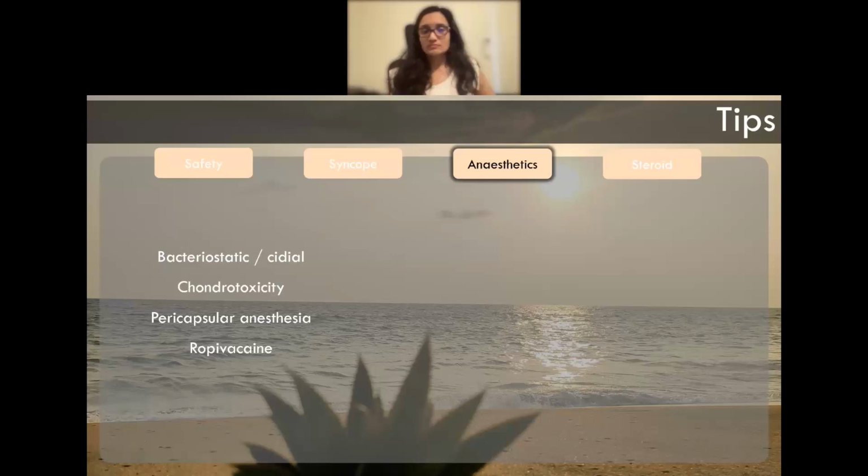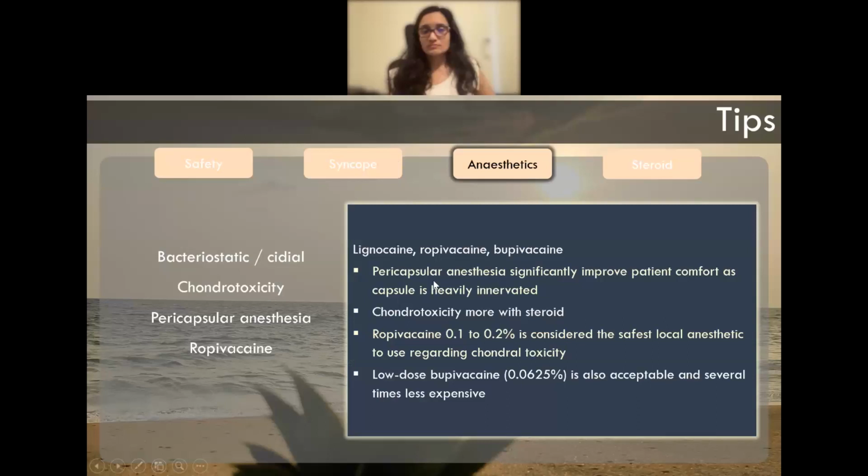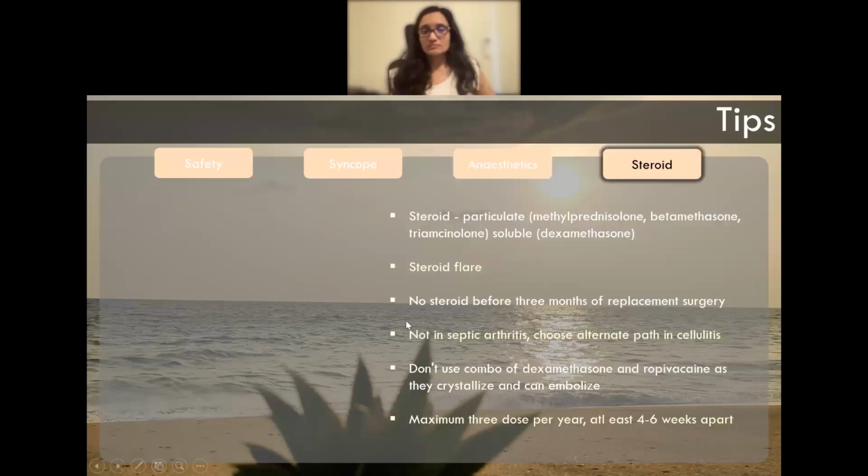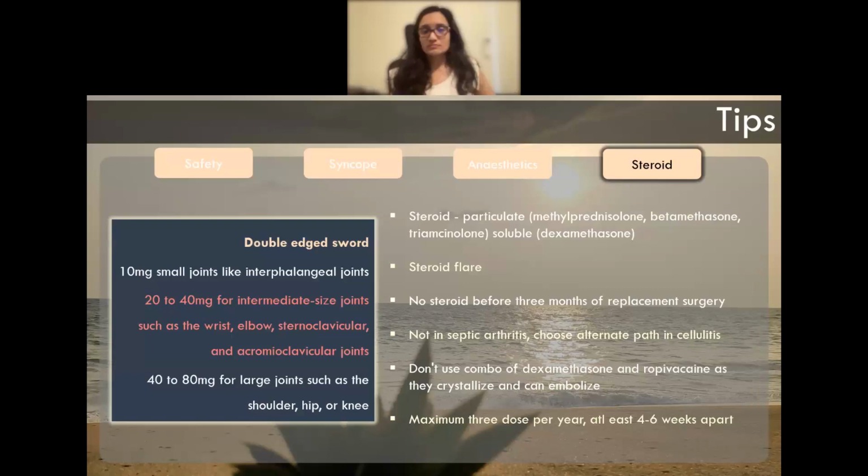In such cases, we are not supposed to inject the local anesthetic into the capsule. We might take it up to the pericapsular area, but we should not inject it into the joint cavity, so that it will not alter the test results. Of all the three, chondrotoxicity is more seen in lignocaine and least seen in ropivacaine. But the problem with ropivacaine is that it's very costly. In such cases, if the patients cannot afford it, we can even go with low-dose bupivacaine.